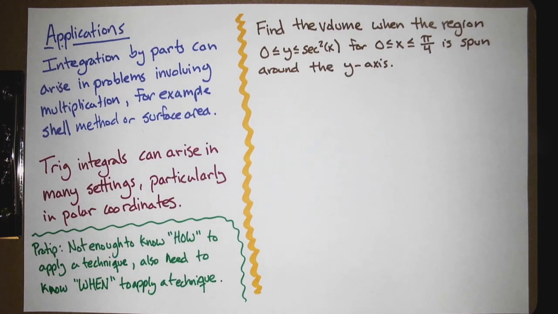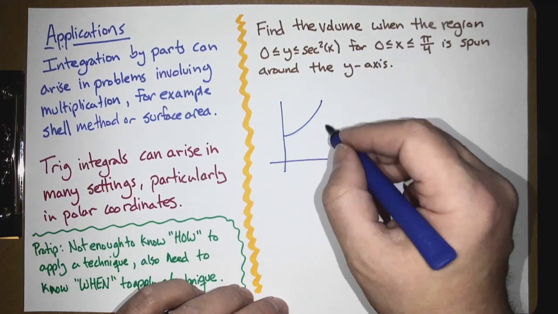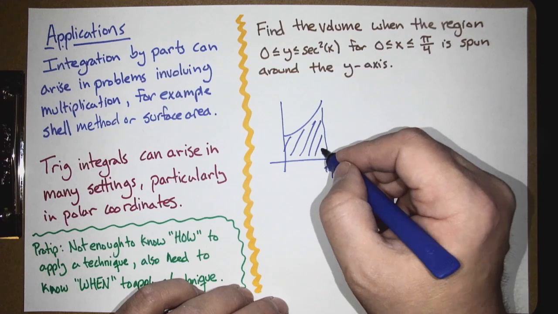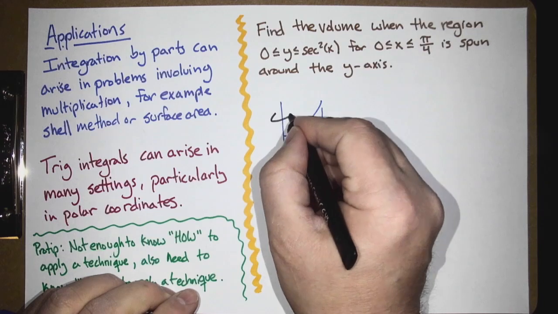Find the volume when the region 0 less than or equal to y less than or equal to secant squared x, for 0 less than or equal to x less than or equal to pi over 4, is spun around the y-axis. So if you sketch this, we'll be a little bit sketchy here. There's pi over 4. Here's your region. We're spinning around what axis? The y-axis. So we're spinning this way.